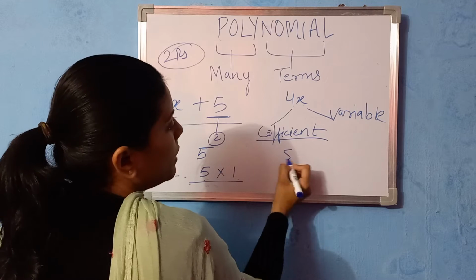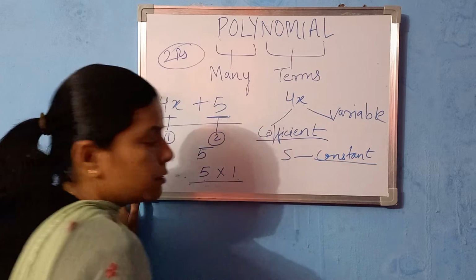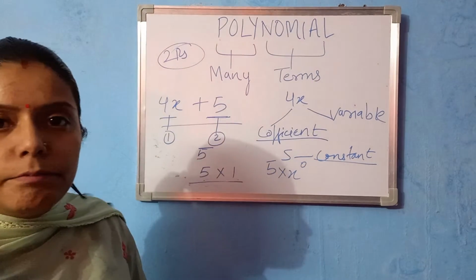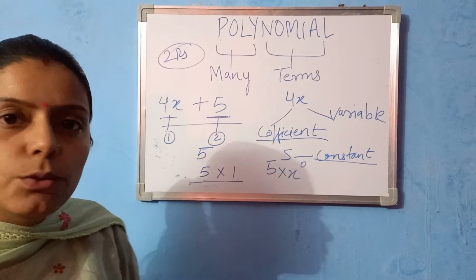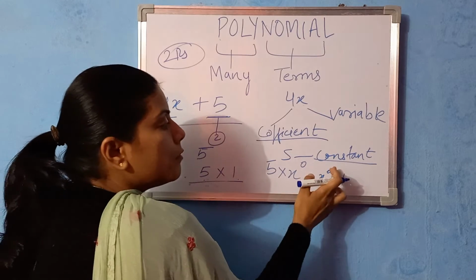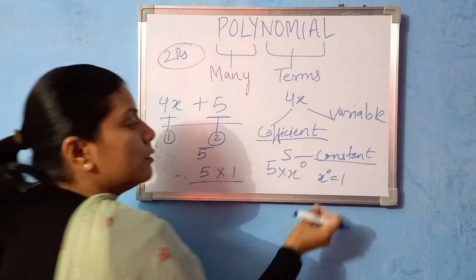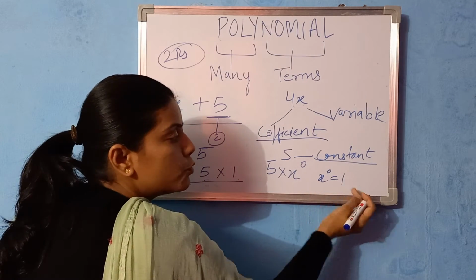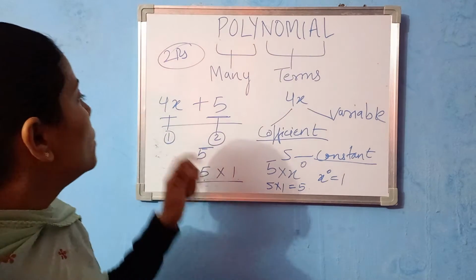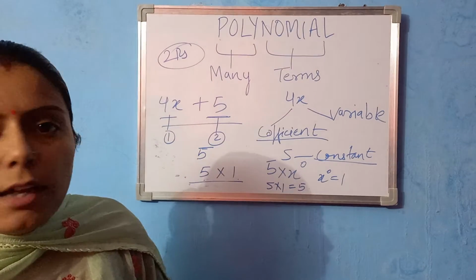And the second term is 5. This is the constant. But अगर हम देखें इसको तो 5 into x to the power 0 भी लिख सकते हैं. We can write 5 into x to the power 0 because x to the power 0 equals 1. Always, when the power of x is 0, the whole x to the power 0 equals 1. So 5 into 1 we get 5. Okay, so 4x plus 5 is a two-term polynomial.